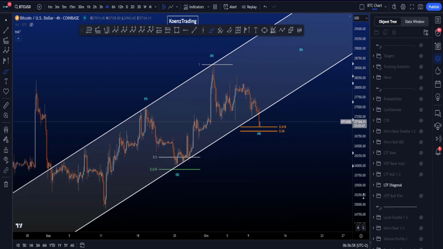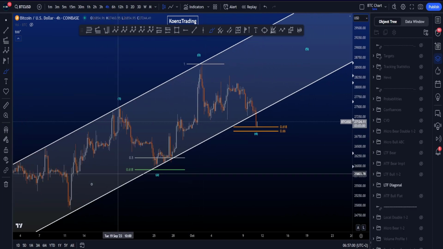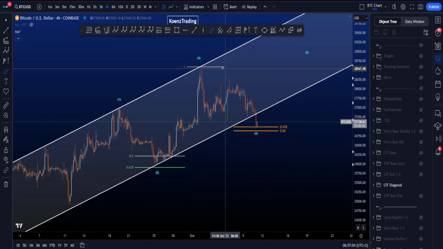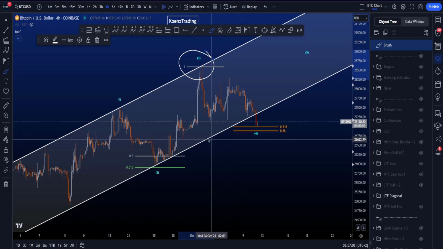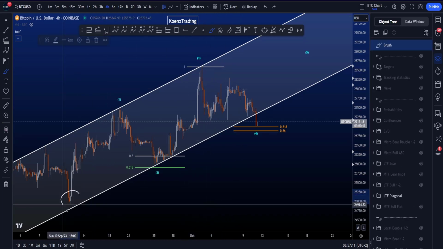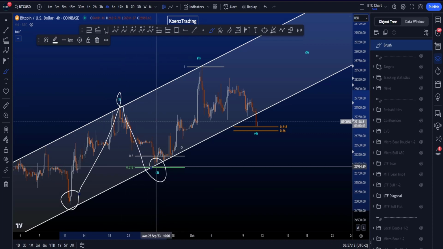So that invalidates a regular impulsive structure, and therefore we have to think about diagonals or a double 1, 2. Now if we look at the diagonal, we're looking at this being a 1, 2, 3, 4, 5, but there's a bit of a problem here. So this wave 3 is longer in price than wave 1, as it tagged the 1 to 1 over here, taken from the low to the high of 1 to the low of 2.